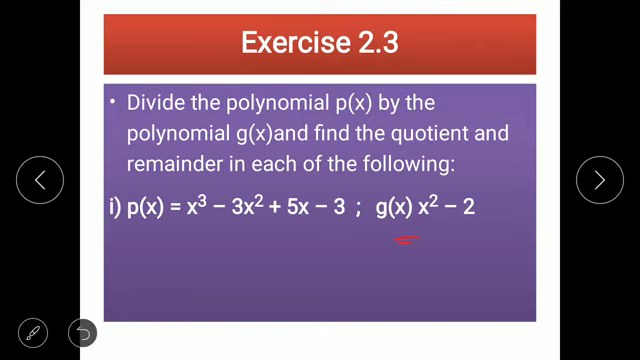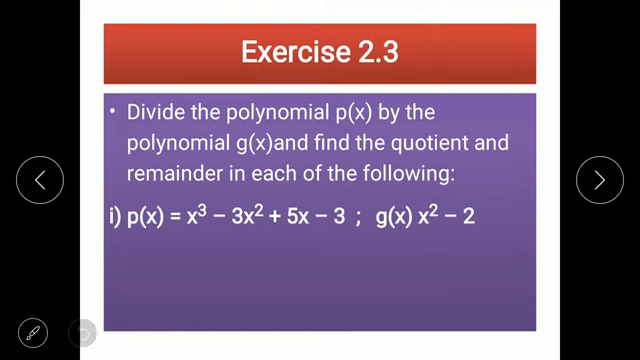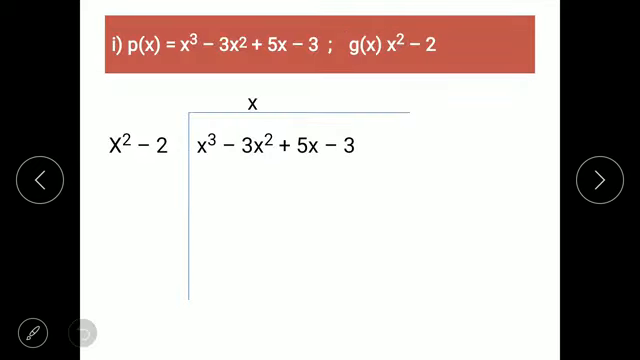Let us do the division as in the normal case. So write the dividend polynomial inside and the divisor polynomial outside. What is the dividend given? x cube minus 3x square plus 5x minus 3, and the divisor is x square minus 2.